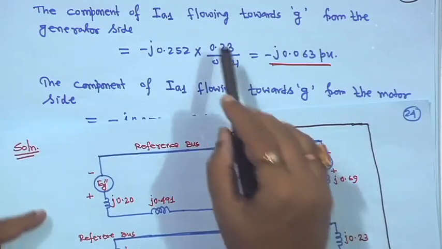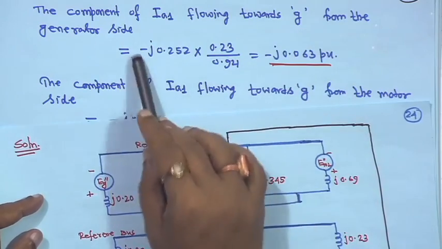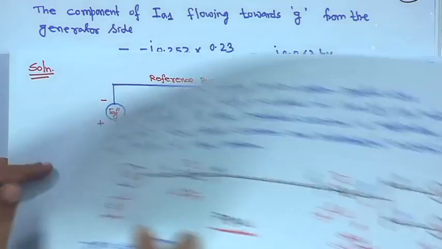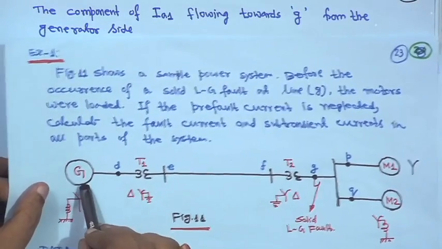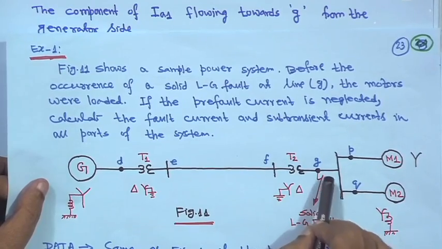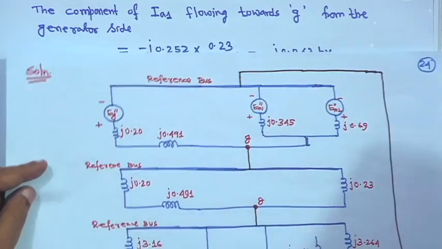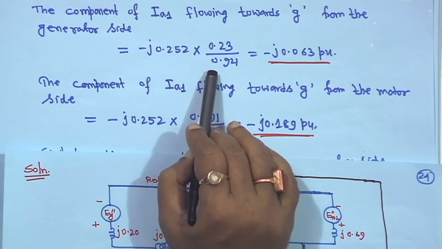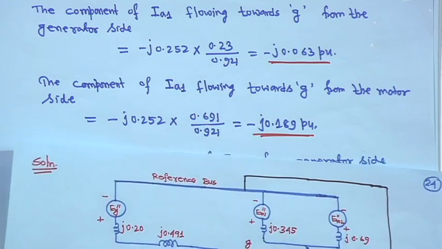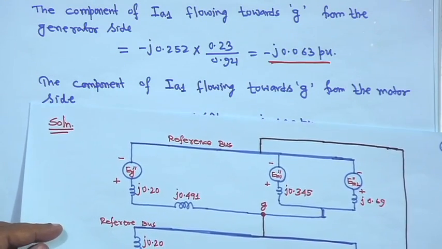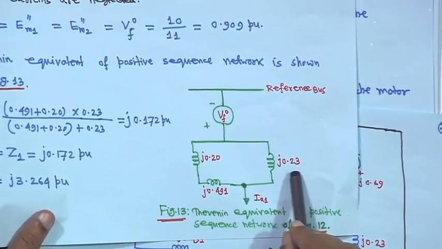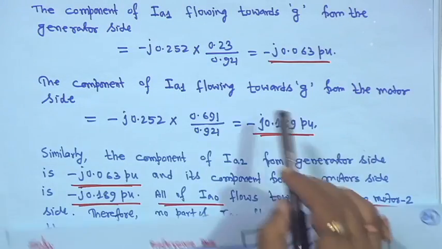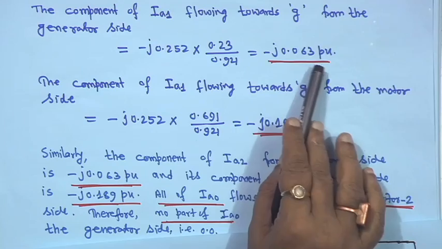So, we are writing the component of I A 1 flowing towards G from the generator side. That means that component of I A 1 that is flowing from this generator side towards this point G. It is a parallel circuit, so accordingly the current will be divided. So, this is minus J 0.252 into 0.23 upon 0.921, because this side the equivalent of these two motor reactances is 0.23. Therefore, this is coming to minus J 0.063 per unit.